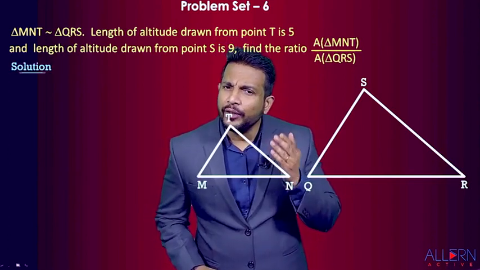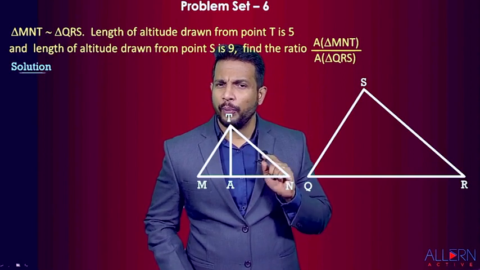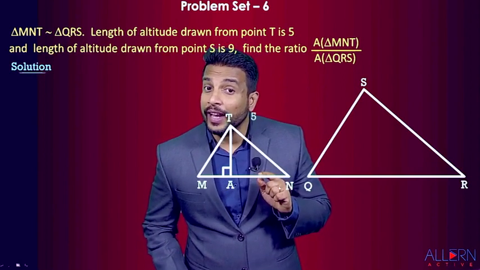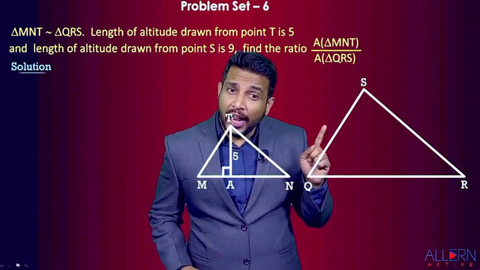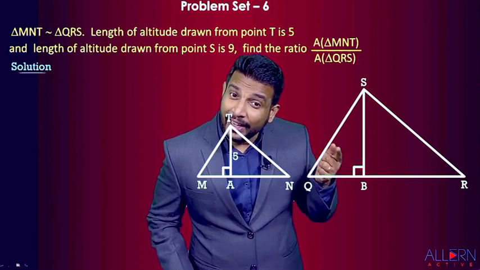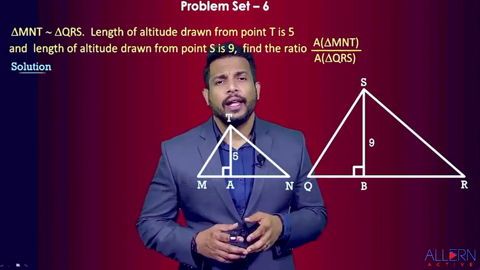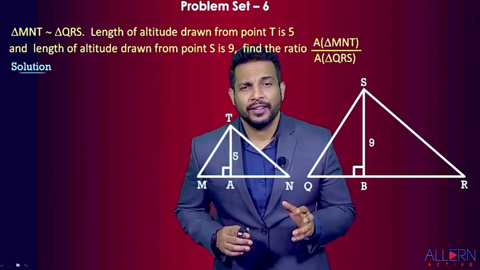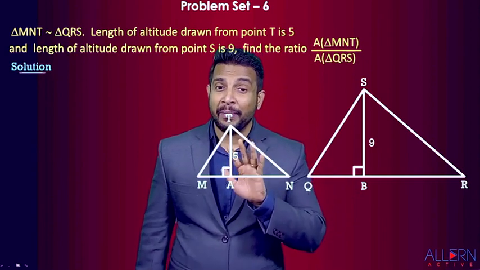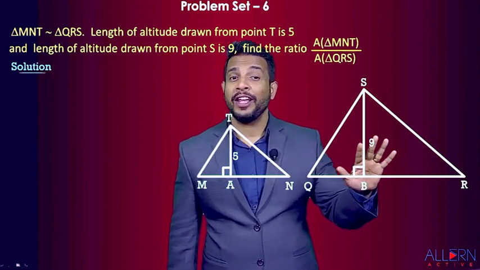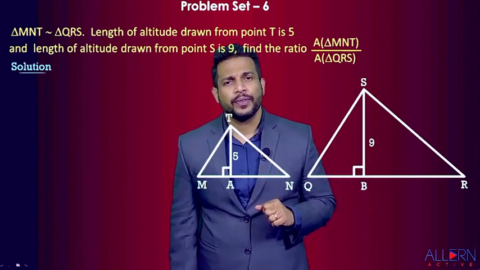Now they say the length of the altitude from point T. From point T there's an altitude and the length of that is given as 5. There's an altitude from S and the length of that altitude is given as 9. And they ask us a very simple question: find the ratio of area of triangle MNT upon area of triangle QRS.